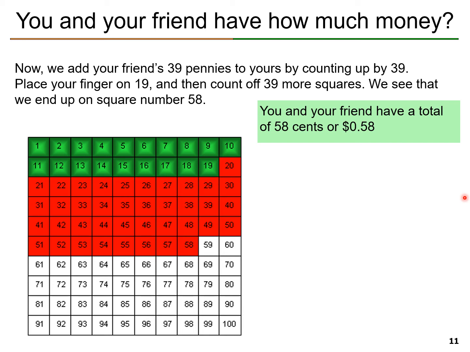So remember that each cone costs 50 cents. So what we have to do now is compare 58 cents to 50 cents. So if we compare 58 cents, which is 0.58, which is how much money you and your friend have, to 0.50.